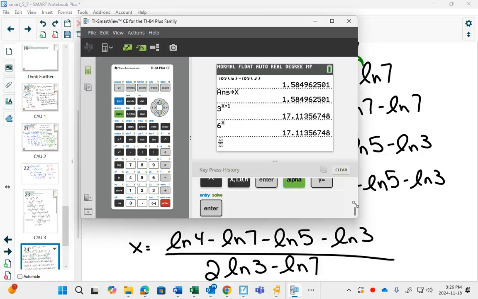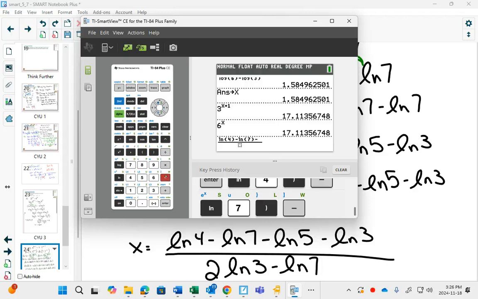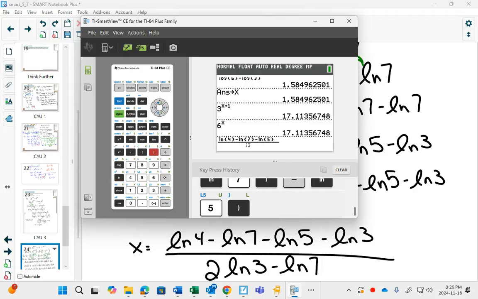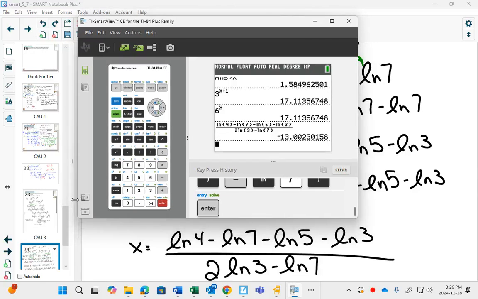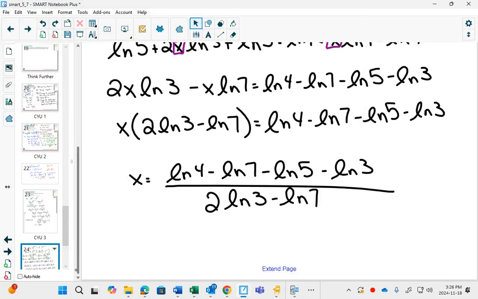So, natural log of 4 minus natural log of 7 minus natural log of 5 minus natural log of 3 all over 2 natural log of 3 minus natural log of 7. Negative 13. Already looking unlucky that we got this right. Negative 13.002.